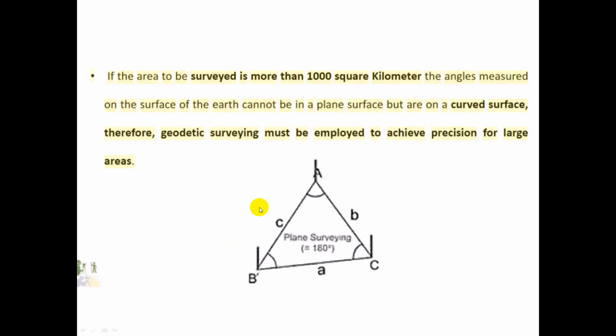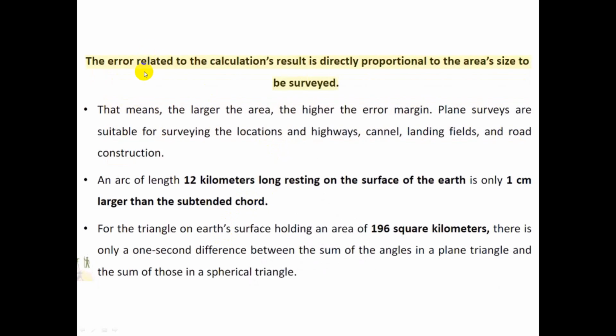Okay? Gets? So the error related to the calculation results is directly proportional to the area size to be surveyed. So magtikadako ang imong area, magtikadako ang imong error kung i-treat nimo siya as plane surveying. So that means the larger the area, the higher the error margin. Plane surveys are suitable for surveying the locations and highways, canal siya, landing fields, and road constructions.